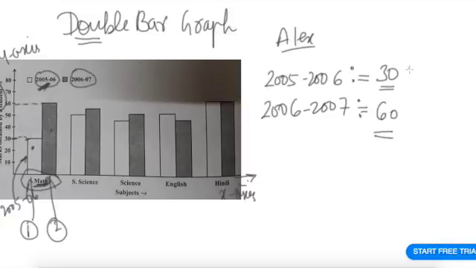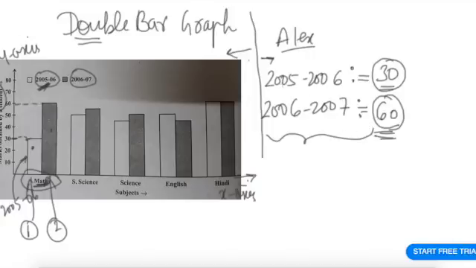So last year, assuming that the paper was for 100 marks, he got 30 marks. This year, assuming that 2006 and 7 is the current year, he got 60 marks. So there is a significant improvement. If I don't show a double bar graph and just show you the data, reading the data becomes very difficult. Why? Because what you are seeing are numbers, whereas what you see here is a pure pictorial representation of data. So this is a double bar graph.